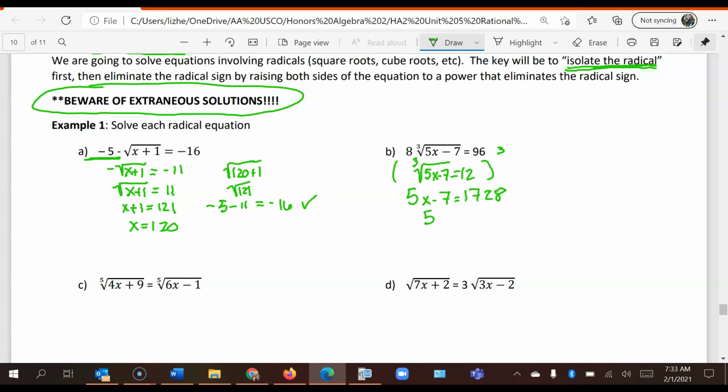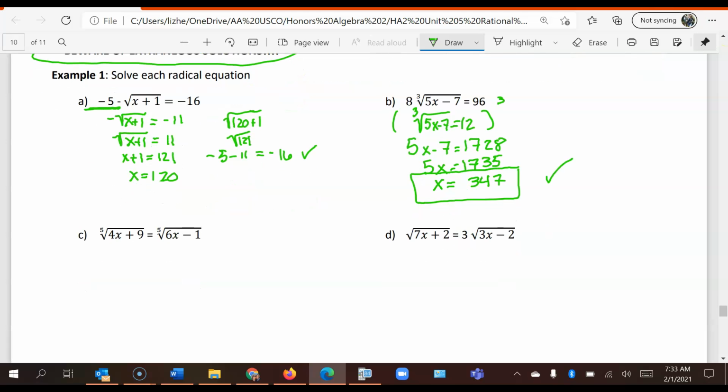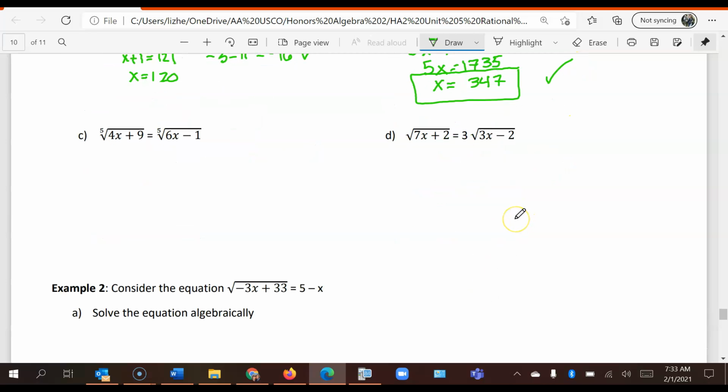So I add 7, so 5x equals 1735. Divide by 5, and x is 347. Get out your calculator and check that. 5 times 347 minus 7, cube root, times 8, and that equals 96. You need to check your answers. Okay, now this equation, the radical on the left is isolated and the radical on the right is isolated. So this one's not so bad.